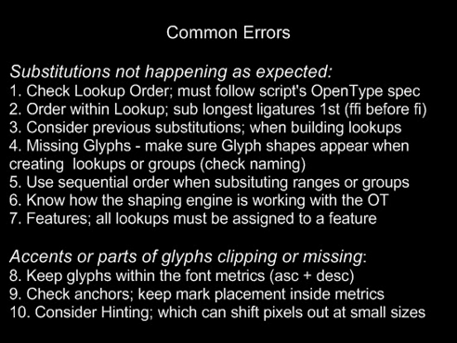Missing glyphs: make sure the glyph shapes appear when you're creating the lookups or the glyph groups. Check the naming. Use sequential order when substituting ranges or groups. This is important for correct substitution. Know how the shaping engine is working with the OpenType features. And remember, all lookups must be applied to a feature in order for it to be processed.